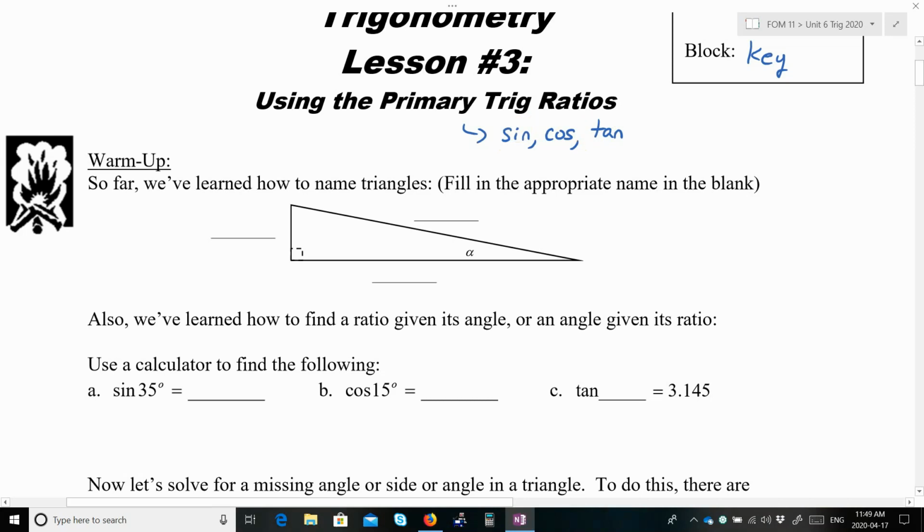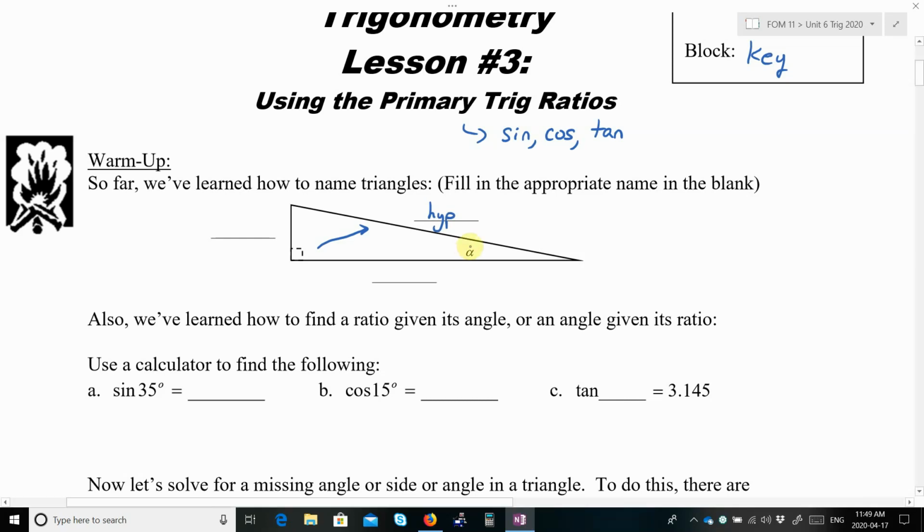So we'll start with a warm-up. So far, we've learned how to name triangles. Fill in the appropriate name in the blank. Okay, across from the 90 degrees, that is always the hypotenuse. And remember, opposite and adjacent, those ones switch places depending on which angle you're talking about.